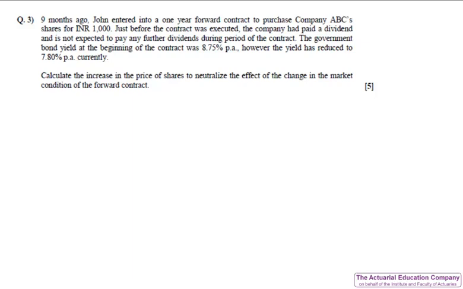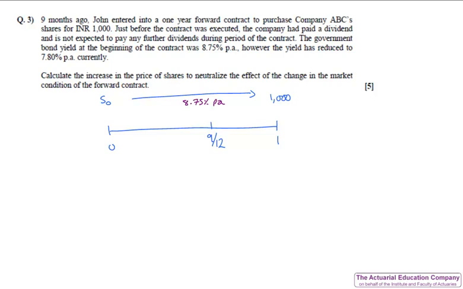This question tests forward contracts from Chapter 13 of the notes, though it's rather a confusing question, and so a timeline will be very helpful. We're told that 9 months ago, John entered into a 1-year forward contract, and the forward price was 1,000. However, we're not told the share price at the time when the contract was made, but we are told the bond yield at the start of the contract was 8.75%. It doesn't specify, but we'll assume that's an effective rate.